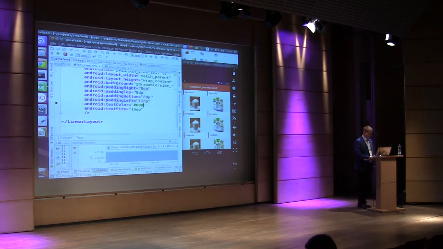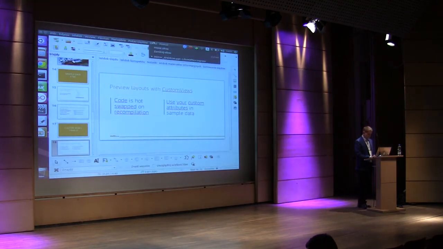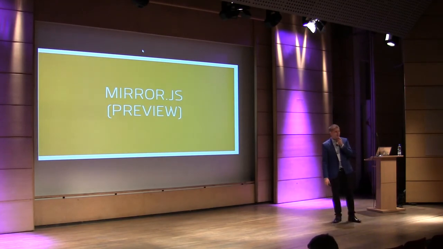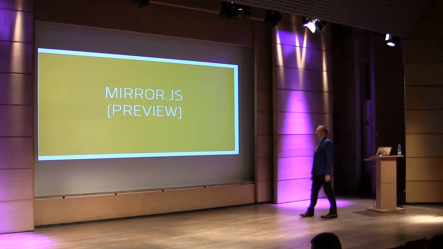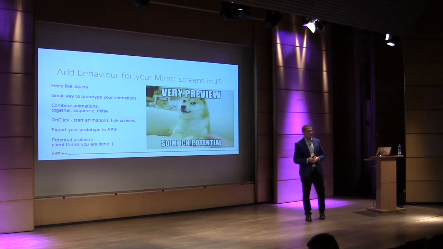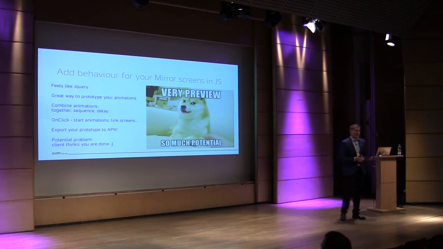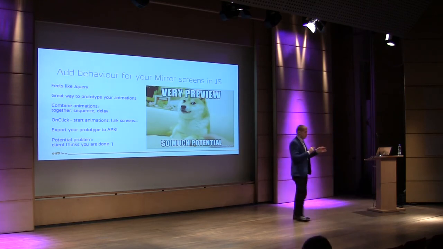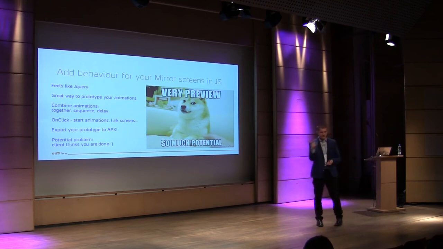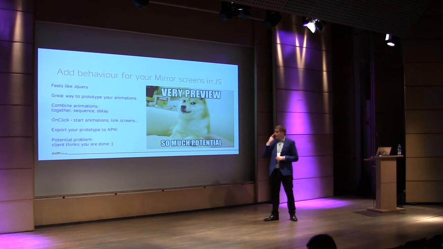Okay, but there's more. We have the Mirror.js, which is a pretty new thing. This is still a preview, so it has potential, but it's not perfect at this moment. It's basically a way to provide some dynamics with JavaScript, but just for the matter of testing. You don't want to use JavaScript in production, but this allows your Android front-end developer to even faster test animation, test how it will look when it goes from one screen to the other, using some really basic JavaScript, which anyone can get the grasp of. And so it's great to prototype animation.